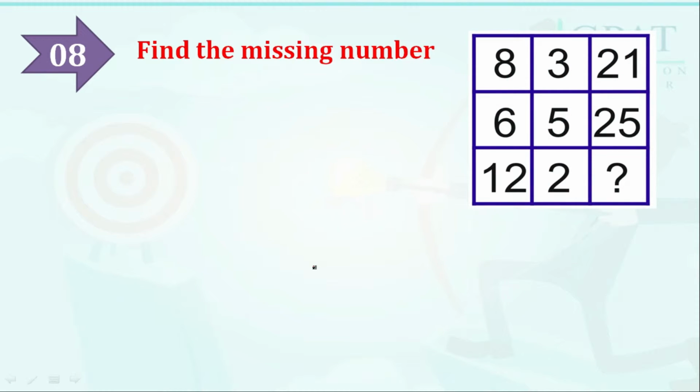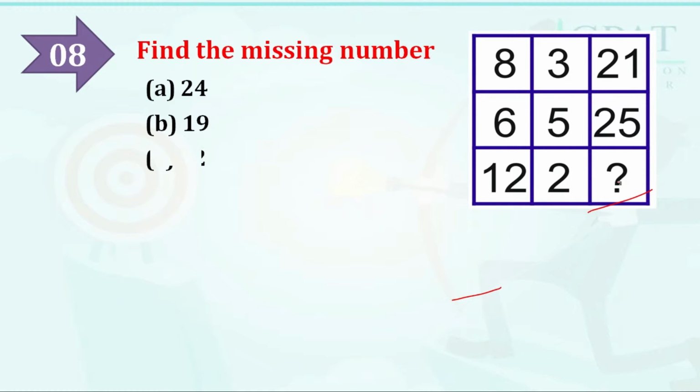Next question is to find the missing number. Here we have a schematic diagram with a question mark, so we have to find out the missing number. Option A is 24, option B is 19, option C is 22, option D is 20. So which is the correct answer? The missing number is 22.